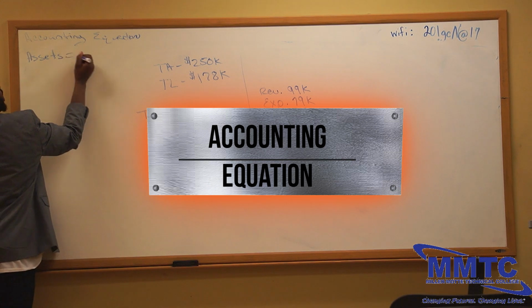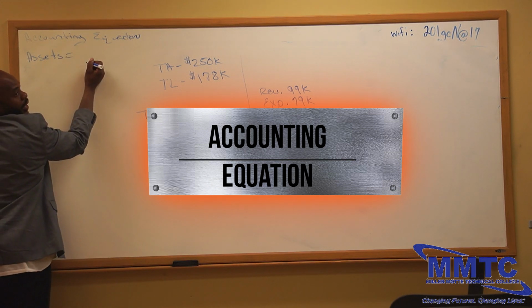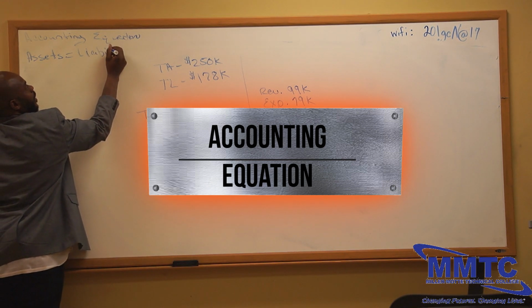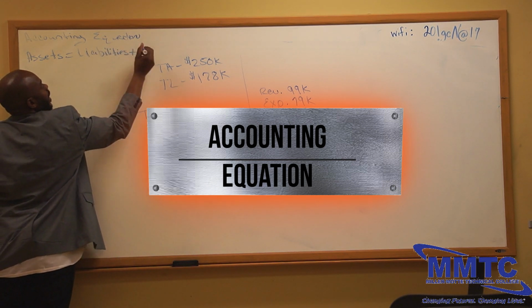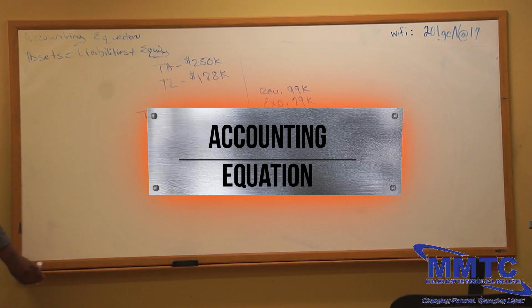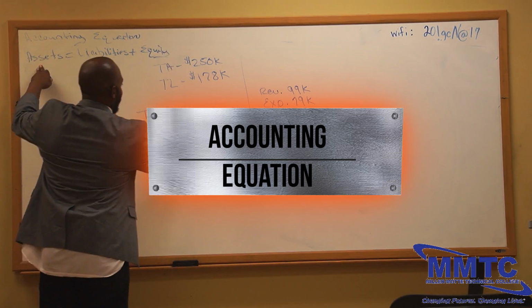Go ahead. You're gonna make me do this. I can't find it on the wall. Liabilities plus equity. Good job, class. Good job. Okay? So we got assets.